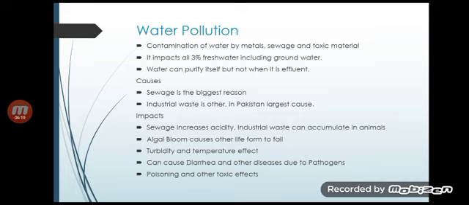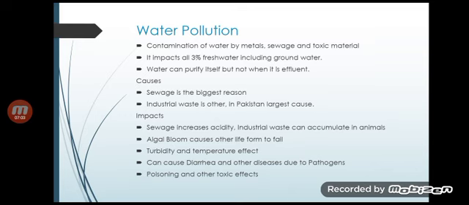Furthermore, large amounts of industrial waste can also cause algae to increase. The amount of algae increases because of the high level of fertilizers and manure, and this algal bloom can cause other life forms to fail. The next impact is the turbidity of water. The water becomes cloudy, and since it is very cloudy, light might not reach below the water, and this can cause significant damage to underwater plants and other things that depend on sunlight but live under the water.